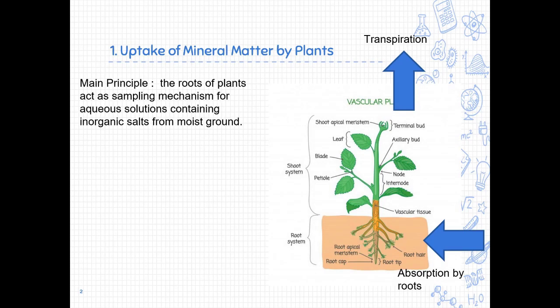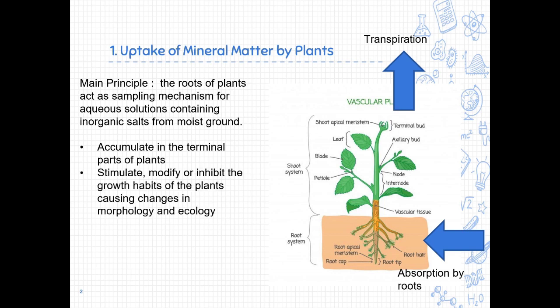Now, the principle behind geobotanical survey and biogeochemical survey is that the roots of plants act as a sampling mechanism for the aqueous solution that is present in the soil. This aqueous solution contains inorganic salts. The inorganic salts are accumulated in the terminal parts of the plant, or they bring changes in the growth habit of the plant, which results in changes in morphology and ecology.